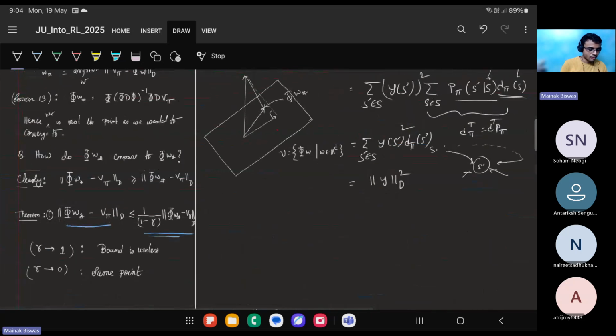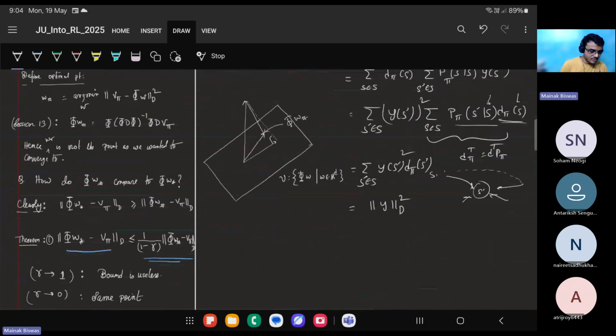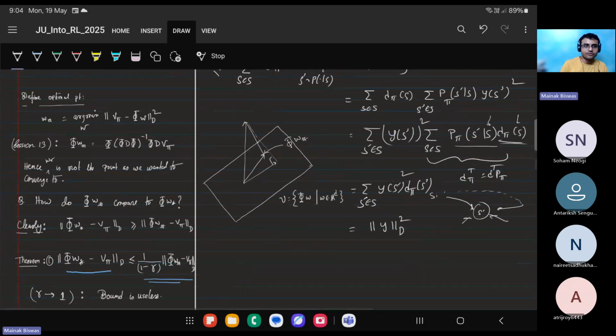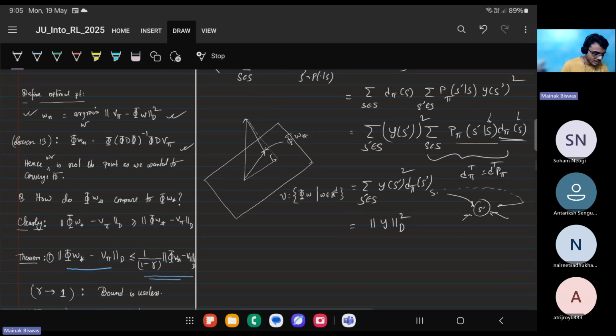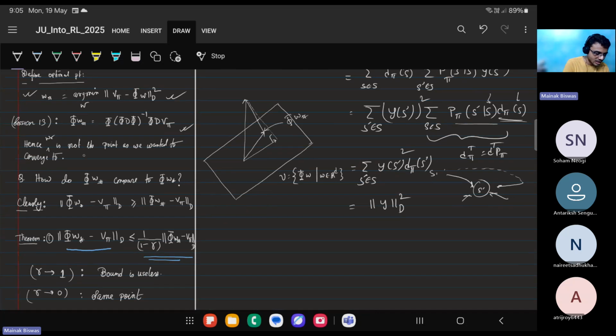Okay, so now we will do something again. It is a reminder for all of you. W hash is the original solution to this equation, where we know that phi W hash is nothing but this. We have solved it before. I have written it down today as well. How far does it take from the point of convergence?